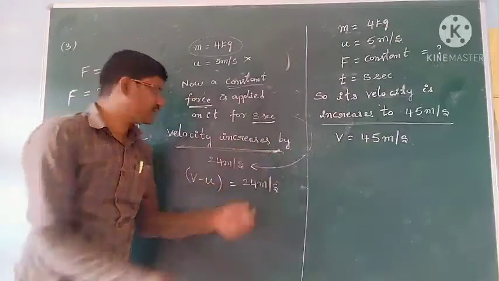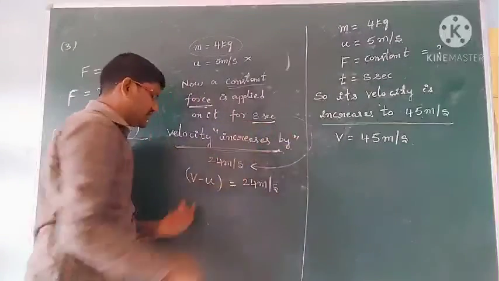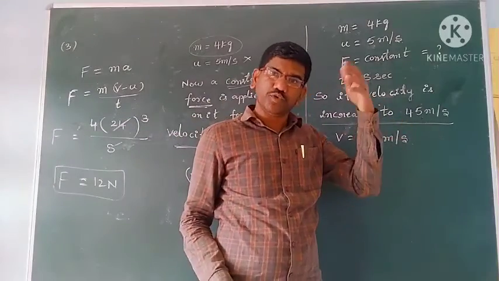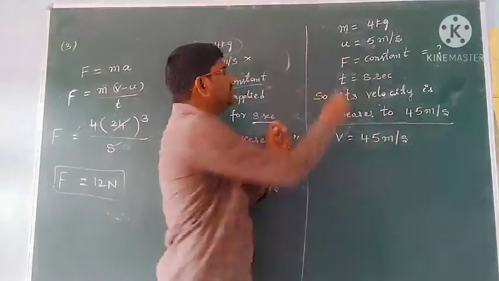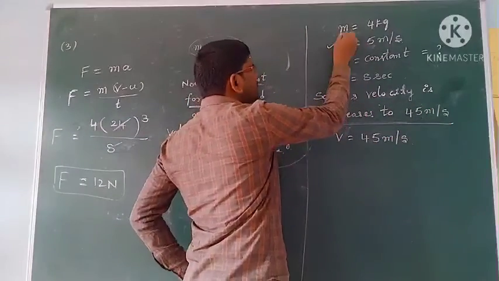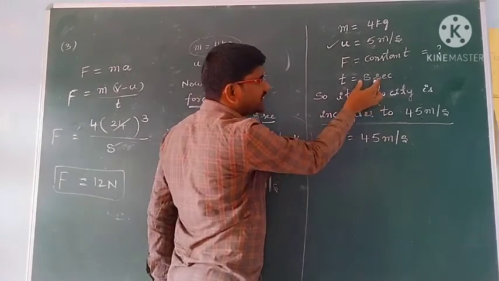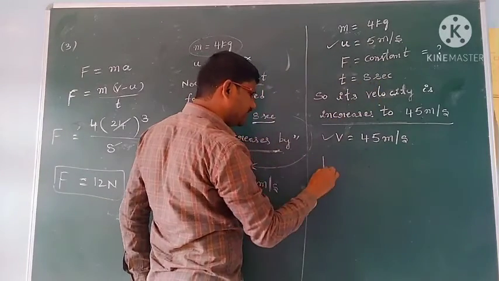Increases by is the change in velocity. Increases to means up to that value it has increased. With an initial velocity of 5 meters per second, its velocity has increased to 45 meters per second in the time of 8 seconds. Then find the force on it.